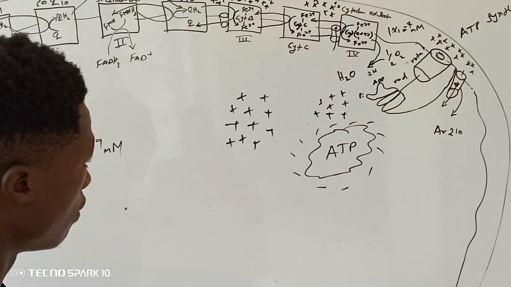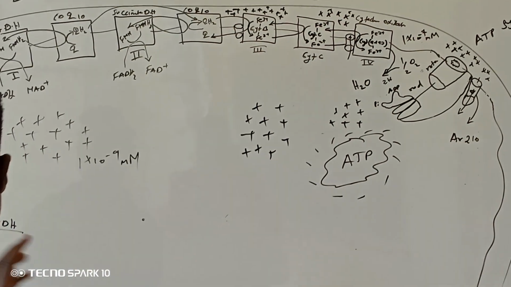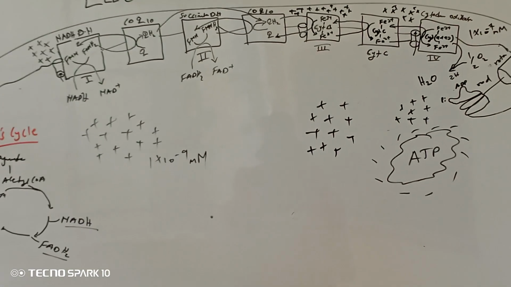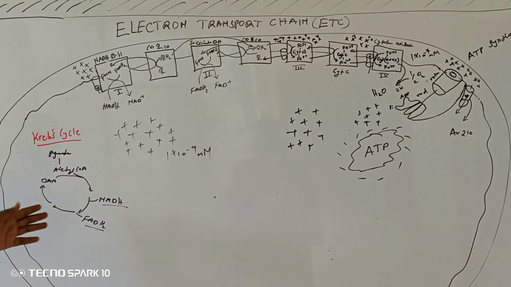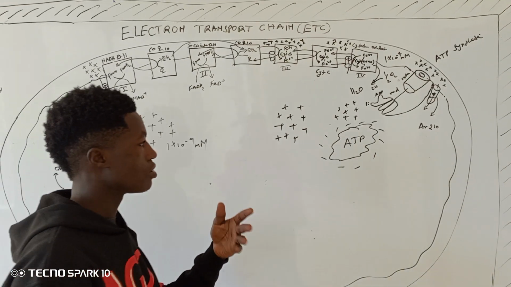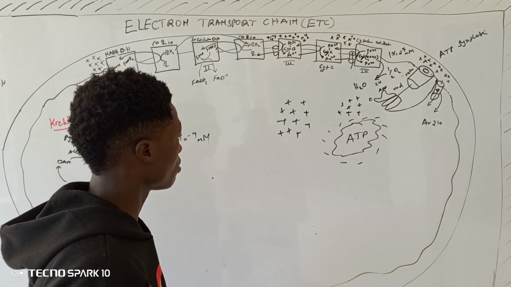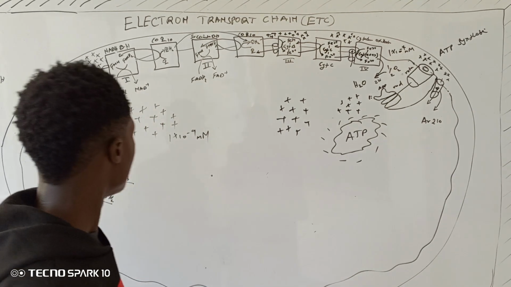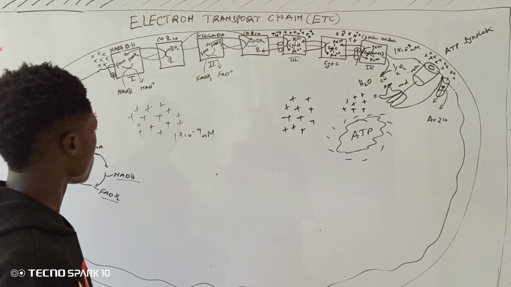Now, you will realize that when we break down one glucose molecule through glycolysis and the citric acid cycle to generate NADH and FADH2, we are going to have close to 30, or 32, or up to 38 molecules of ATP, depending on the ratio you are going to use.